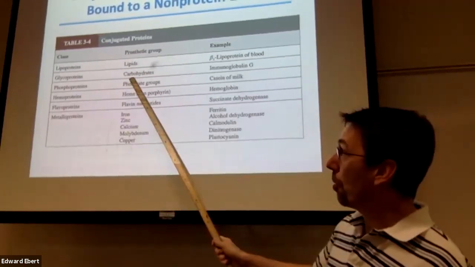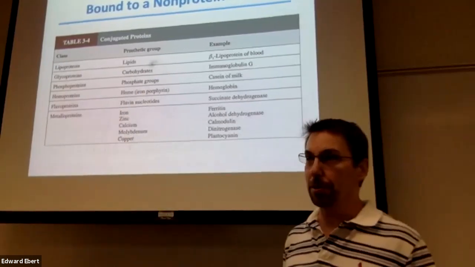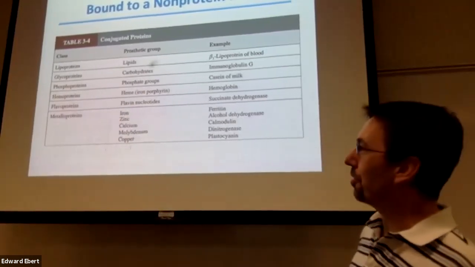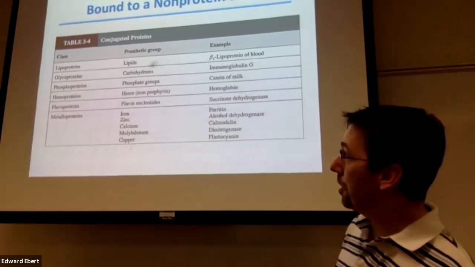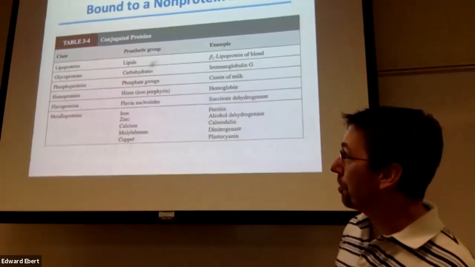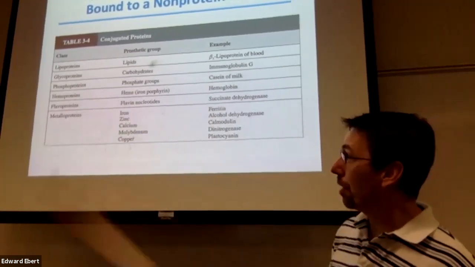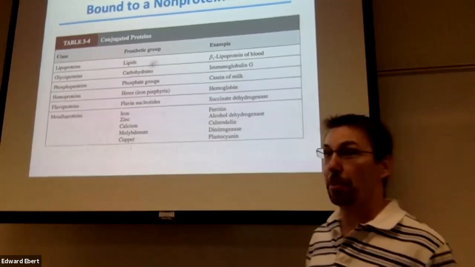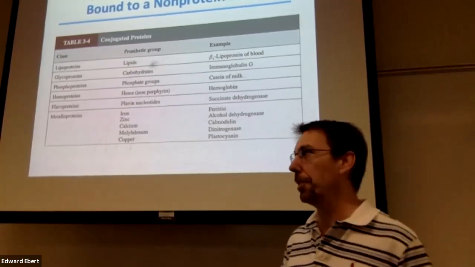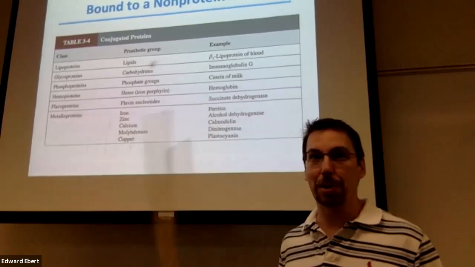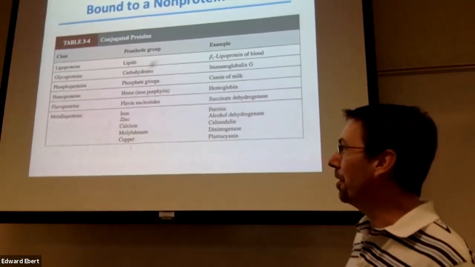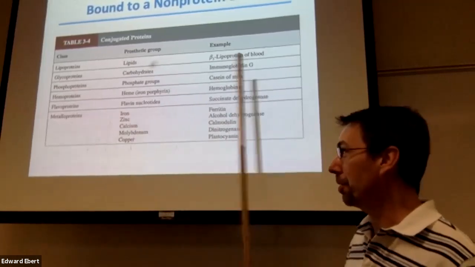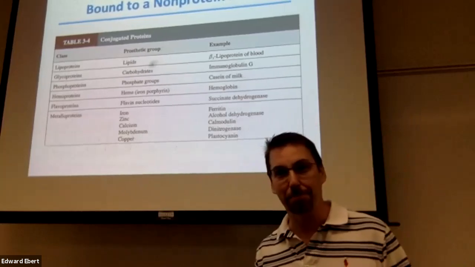Glycoproteins are going to have carbohydrates, glyco for glucose conjugates in there. So things like IgG. We have our phosphoproteins, we'll have phosphate groups on there. Hemoproteins will have heme. Flavoproteins are my favorite because I get to say flavin. Our flavin nucleotides will be attached to those. And then of course we have our metalloproteins as well.